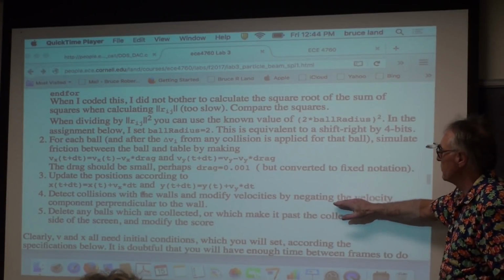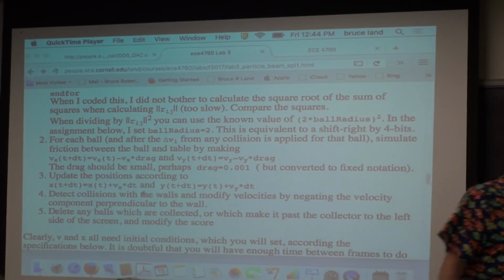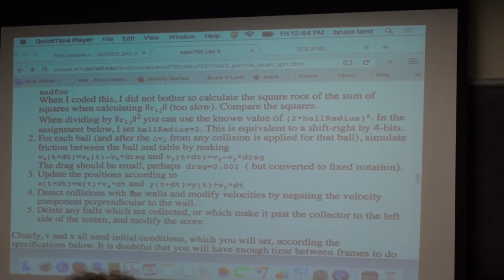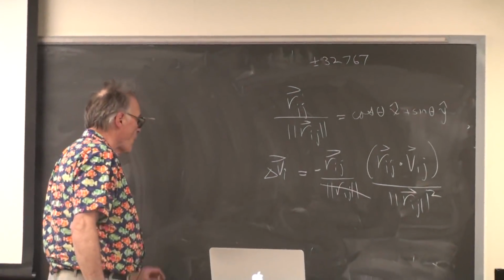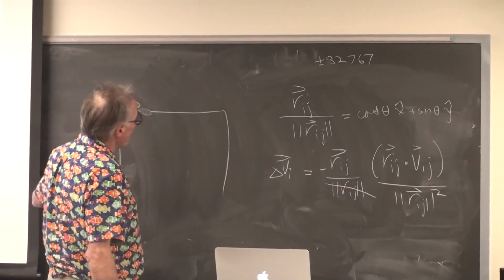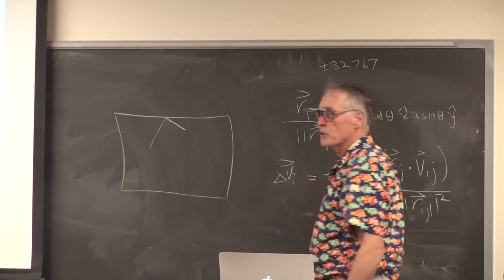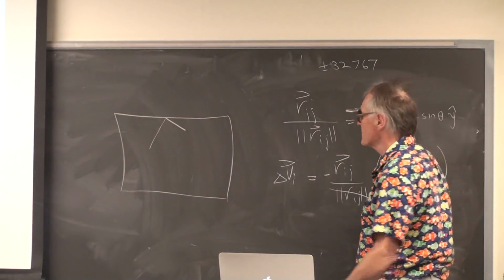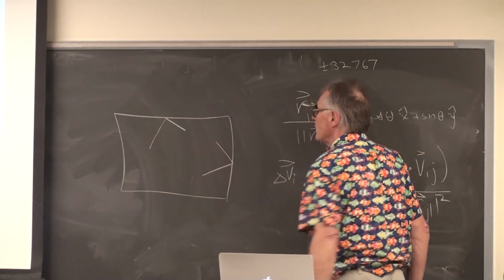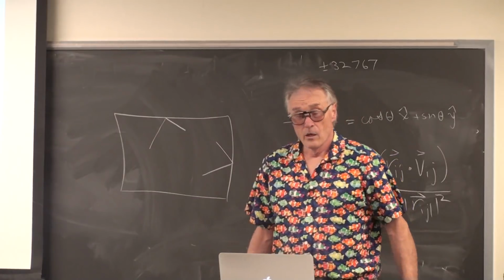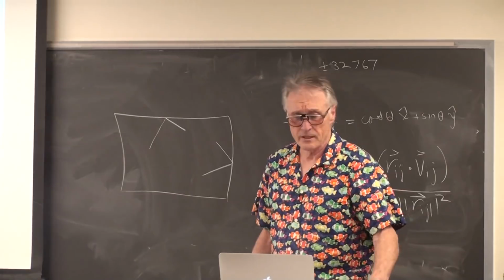Then you have to make sure that if you've hit a wall, you handle that condition because you don't want the balls to fly out through a wall. So if you hit a horizontal wall, you want to reflect the vertical component of the velocity, negate the vertical component. If you hit a vertical wall, you want to negate the horizontal component of the velocity.